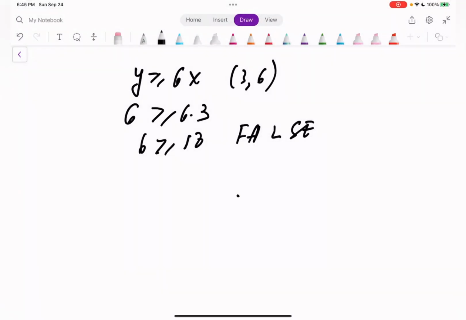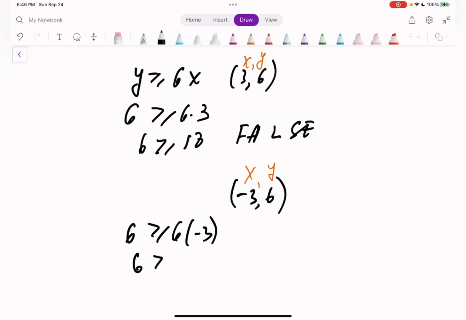So negative 3 and 6. So 6 is my y. Always remember, first comes x, second comes y. It's nailed to the position. So 6 is greater or equal to 6 times negative 3. I get 6 greater or equal to negative 18. Bingo, it's true.